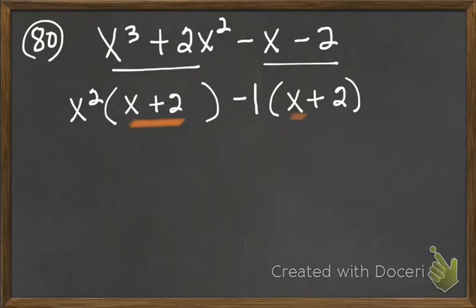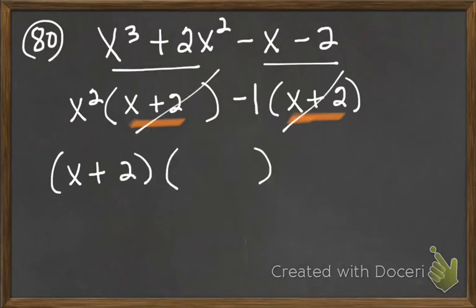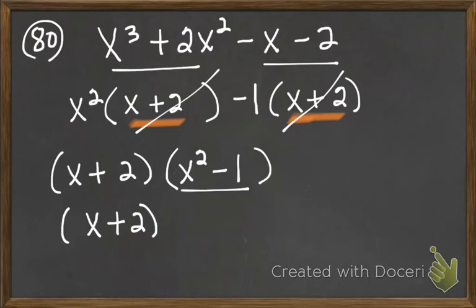Now my groups are the same, so I can actually factor out my group. So I can factor out x plus 2. That's going to cancel those out, and you'll be left with x squared minus 1. Take a look at our factors to see if we can factor them again. X plus 2, we cannot factor that again. We'll bring it down. X squared minus 1 is factorable.